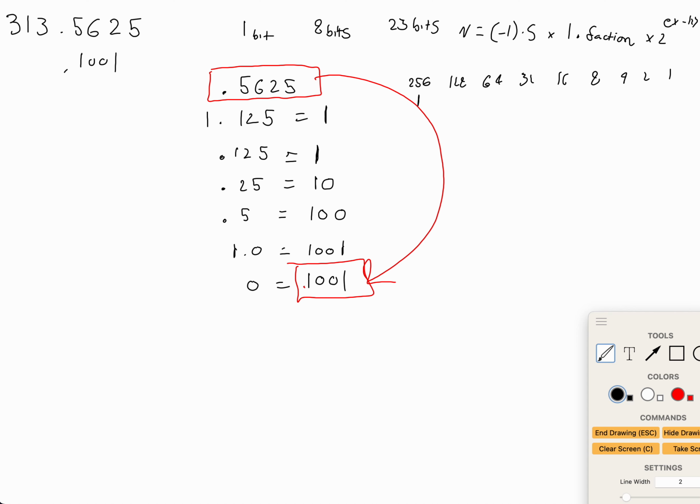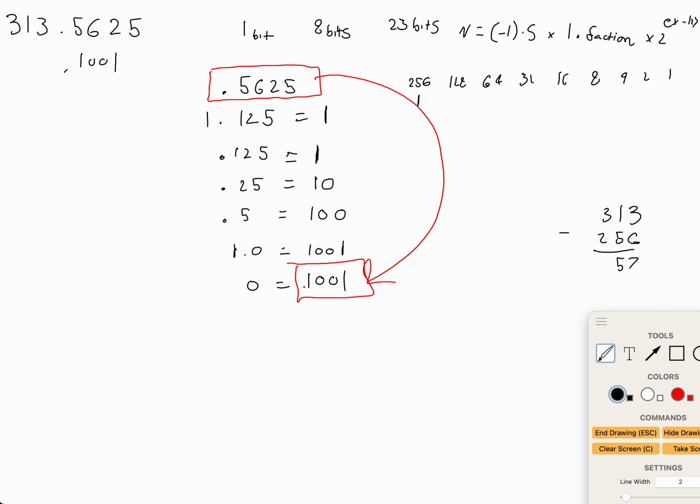Now I need to mark 1 on all the numeric values that sum up to 313. If I want to do some addition, normally I do this on a calculator, but I'll do it here for your viewing pleasure. So if I have 313, I want to subtract 256. That's 313 minus 256, and that gets us 57.